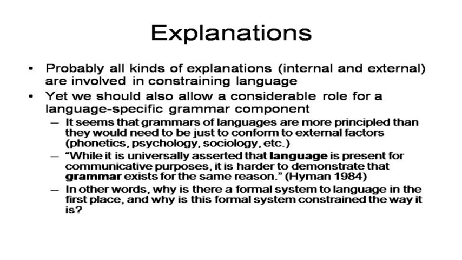Another way to put that is, while it is universally asserted that language is present for communicative purposes, it's harder to demonstrate that grammar exists for the same reason, right? And you know this because many speakers who have trouble, for instance, learning a foreign language, can make all kinds of ungrammatical utterances and still make themselves perfectly understood, right? So it's not the case that you really need grammar to have communication, but you need grammar for a language, so what's going on there? A communicative explanation, to me, is inadequate to explain grammar as a whole. And that's what I said there, but in different words.